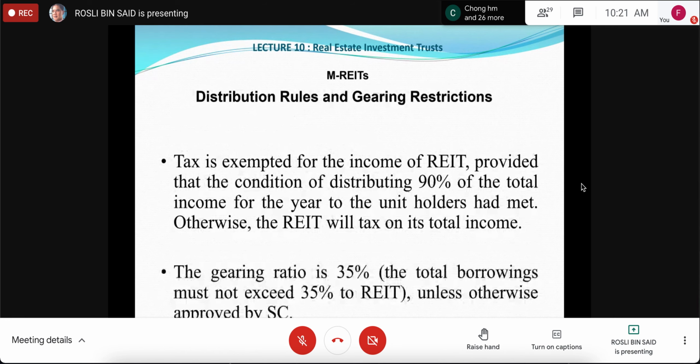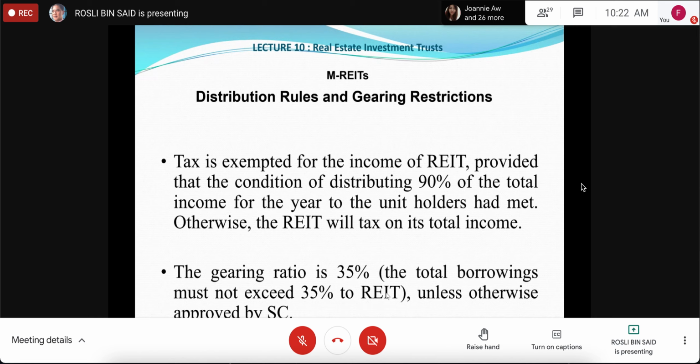And then distribution rules and gearing restriction. Tax is exempted for the income of a real estate investment trust, provided that the condition of distributing 90% of the total income for the year to the unit holders has been met. So no tax. The gearing ratio is 35%. That means the total borrowing must not exceed 35% for the REIT.